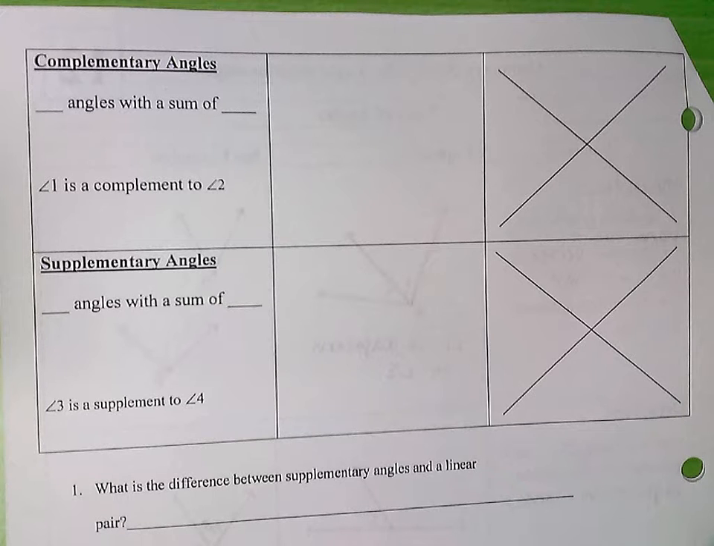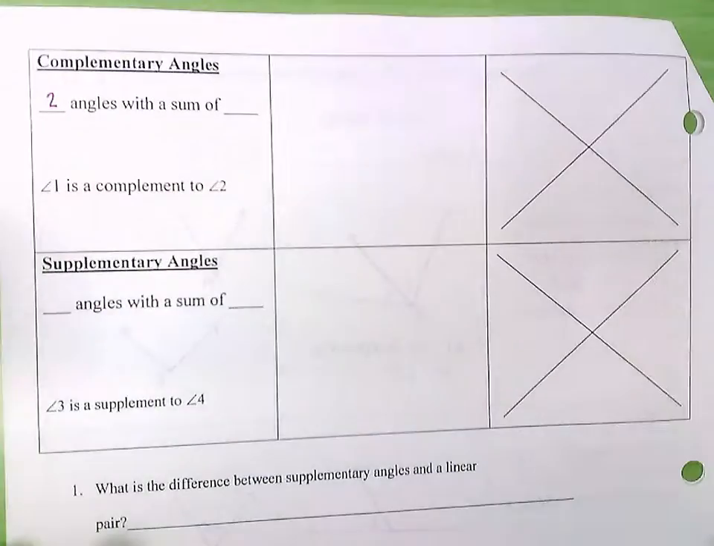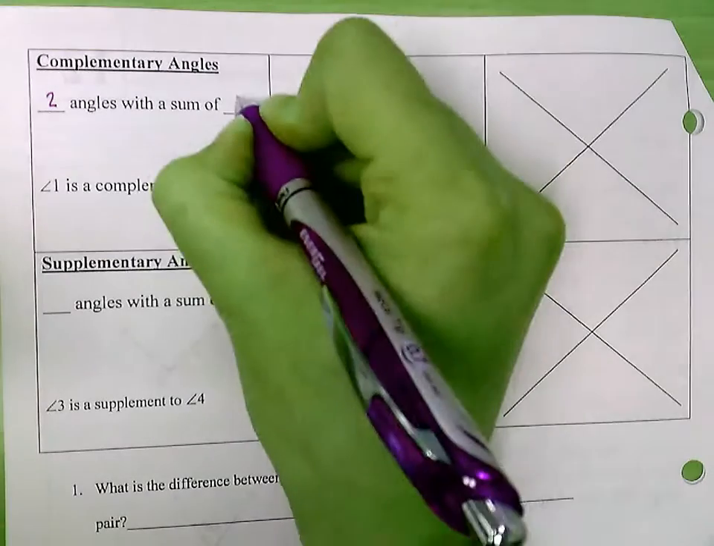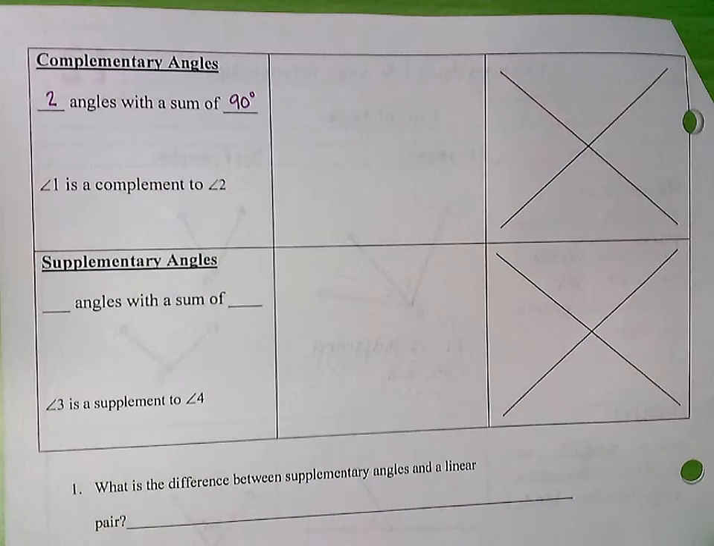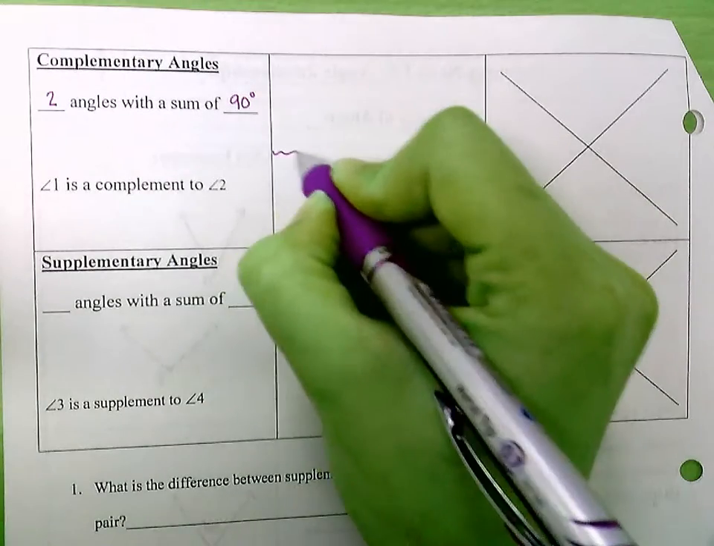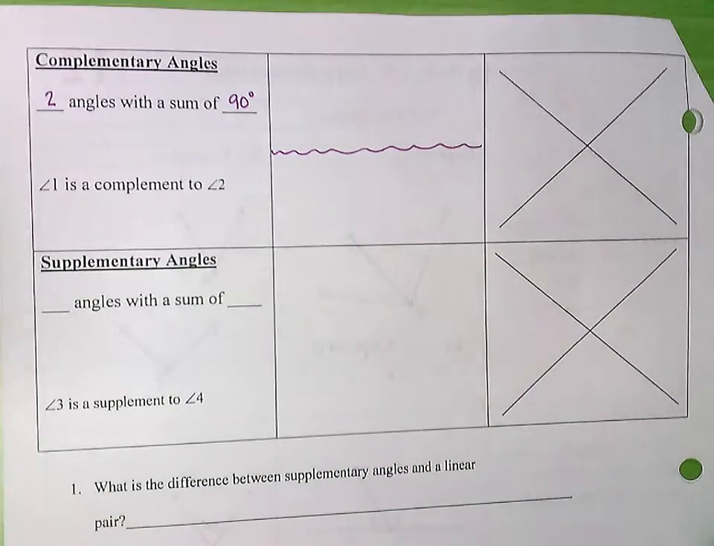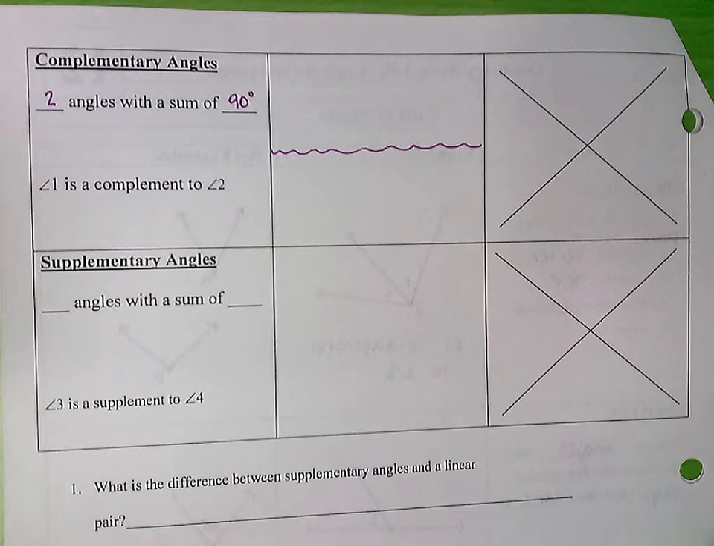Alright, so on the next page we have complementary angles and supplementary angles. Complementary angles are two angles with a sum of 90 degrees. Now for this one I'm going to show you two different examples. So I'm going to split this box in half. You can just draw a line, it doesn't have to be wavy, I just drew it wavy.